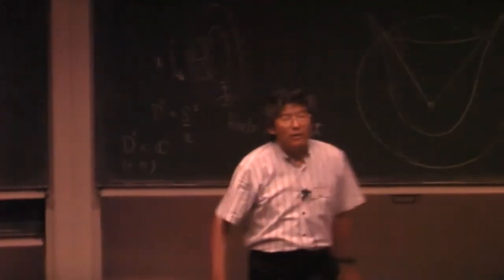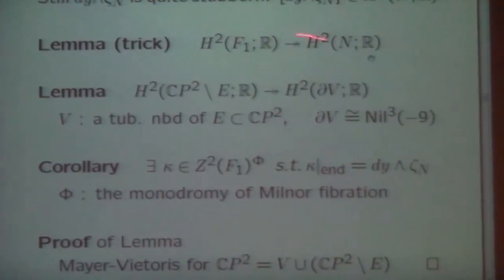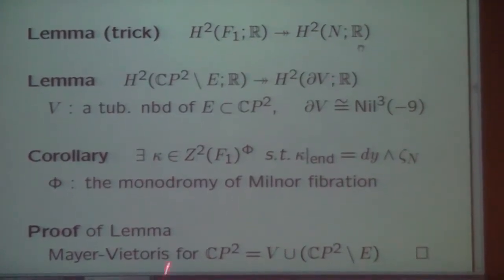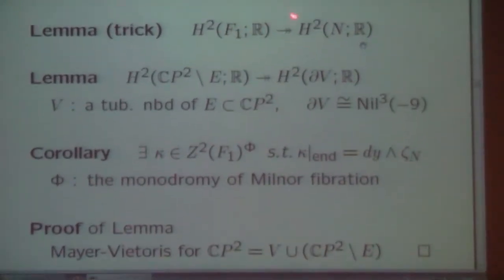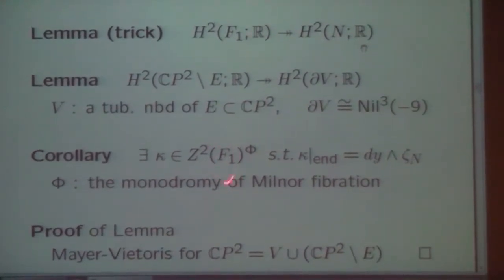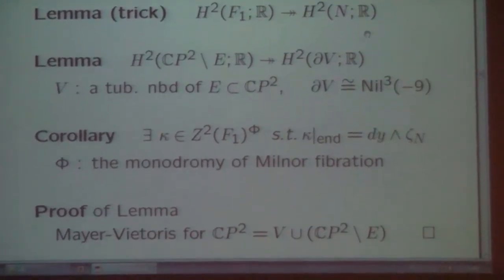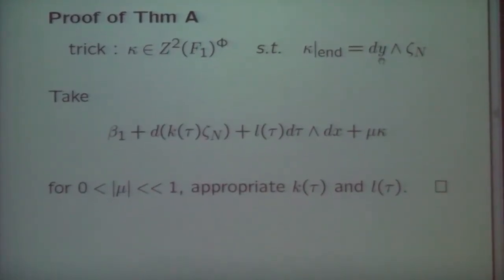It's really easy. So this is an exercise for students. For that simple reason, this is proved, and also this is proved. So that is the trick of the construction. And here is kappa, which is the extension of dy zeta n to the whole surface in a monodromy invariant way. So now, once we get this one, we can finish the construction. So let me finish my talk with this construction. It's really easy.